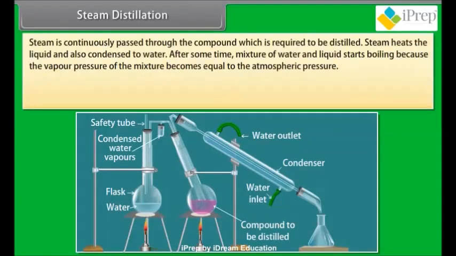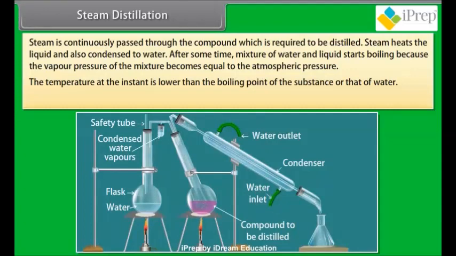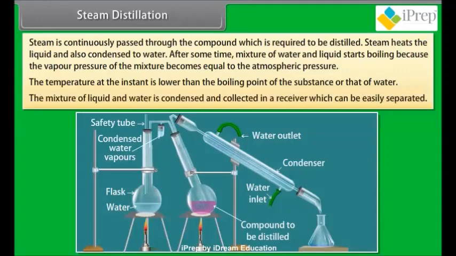Steam is continuously passed through the compound which is required to be distilled. Steam heats the liquid and also condenses to water. After some time, the mixture of water and liquid starts boiling because the vapor pressure of the mixture becomes equal to the atmospheric pressure. The temperature at that instant is lower than the boiling point of the substance or that of water. The mixture of liquid and water is condensed and collected in a receiver, where it can be easily separated.